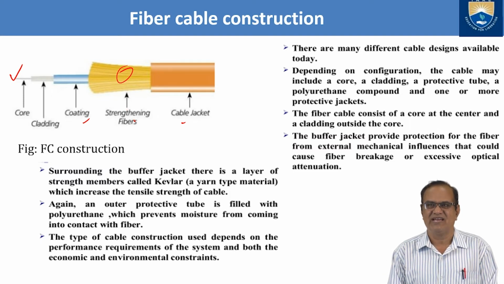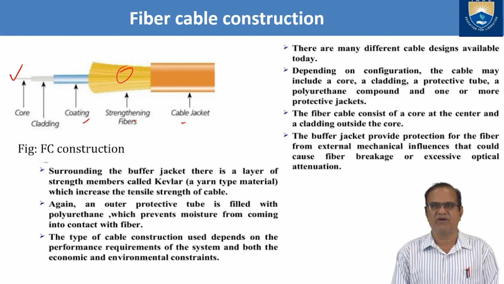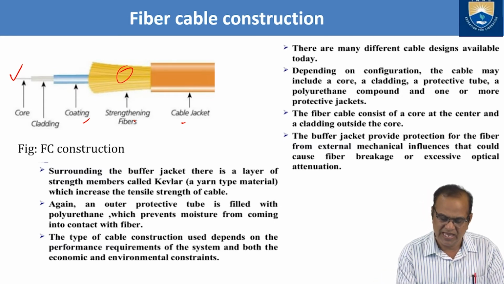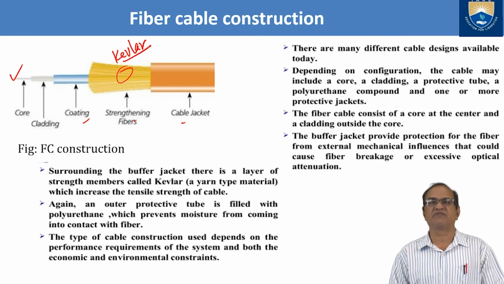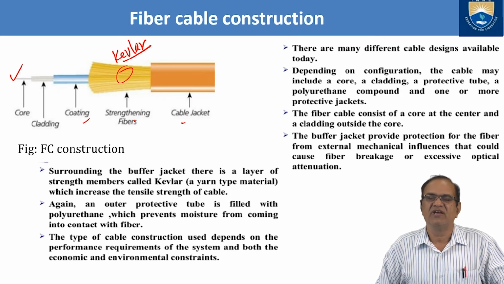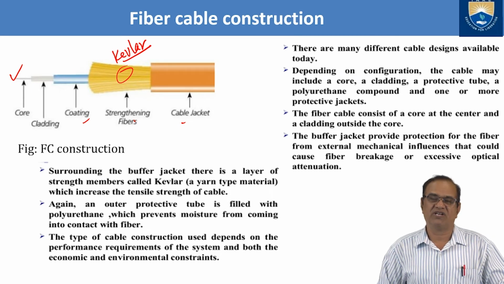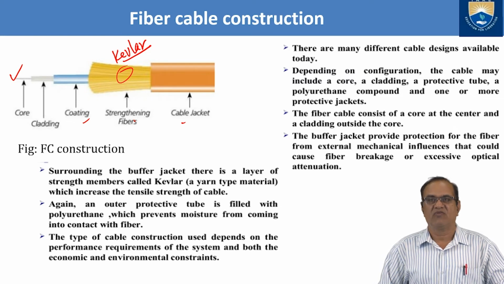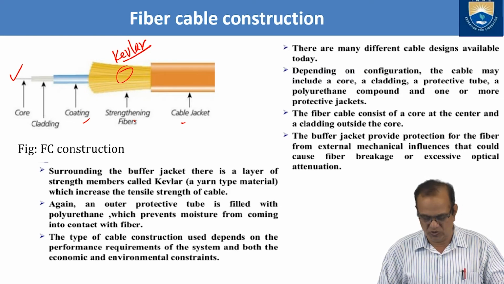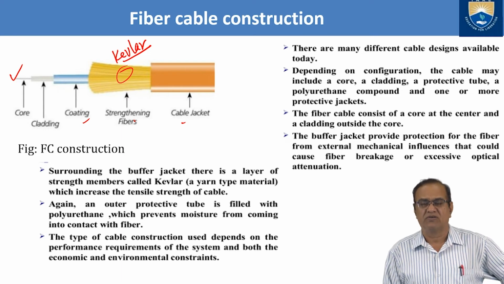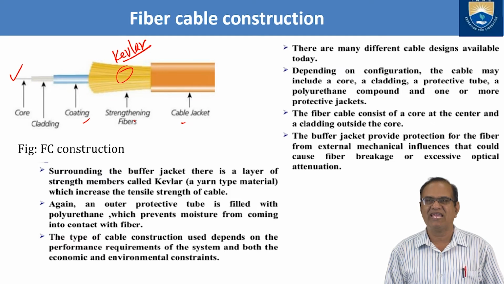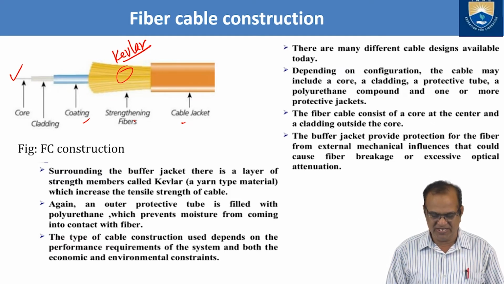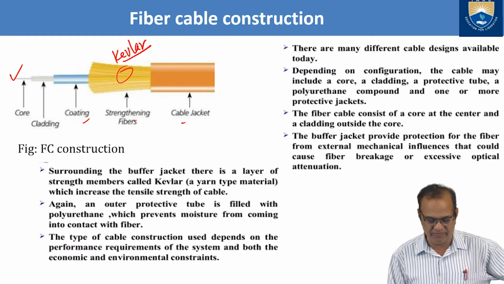Surrounding the buffer jacket, there is a layer of strength member called Kevlar, a yarn type material. This is the Kevlar material. I think it is a fiber. These fibers are used for aircraft, in the fabrication of the wing, the fuselage and all. These Kevlar fibers are used, and this layer increases the tensile strength of the cable.